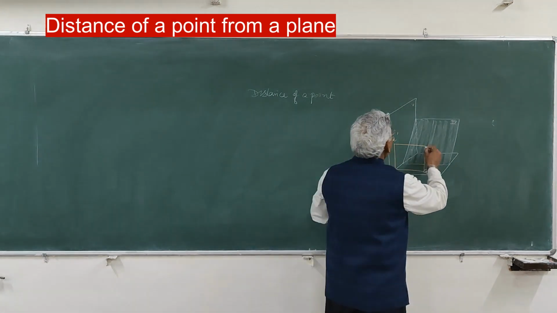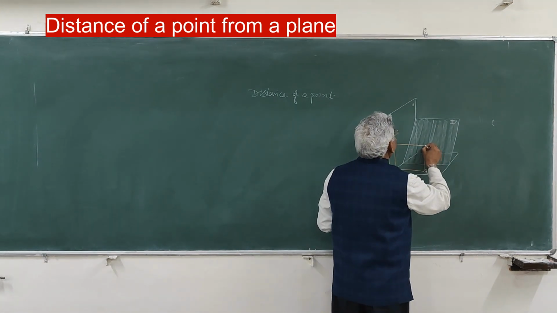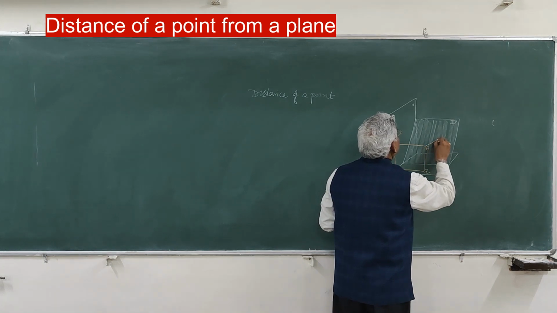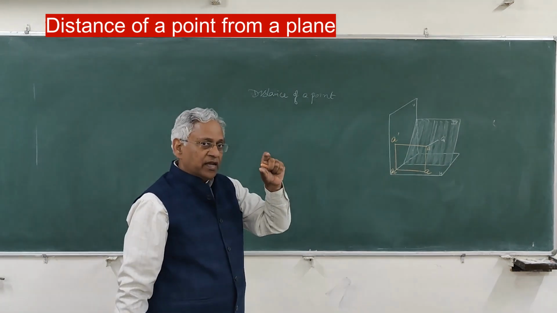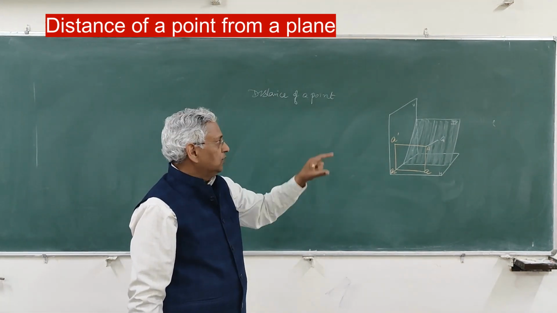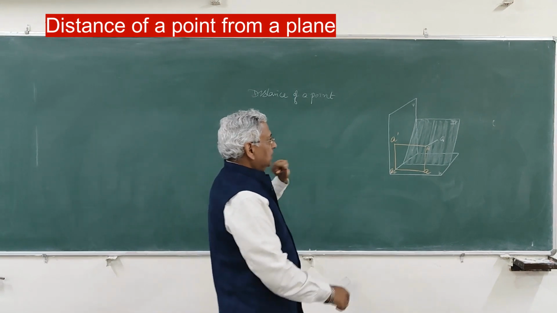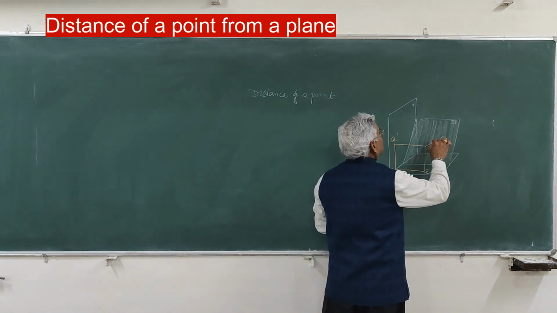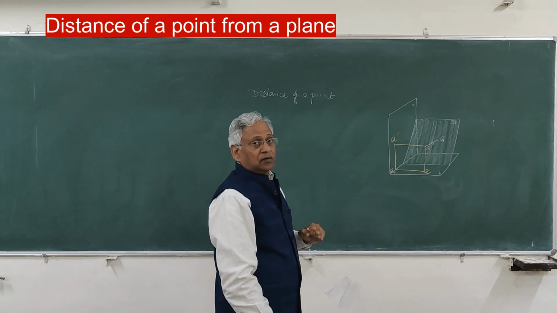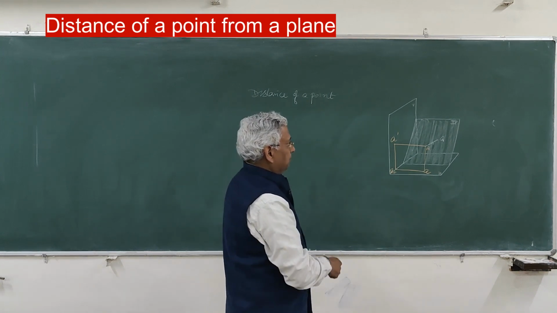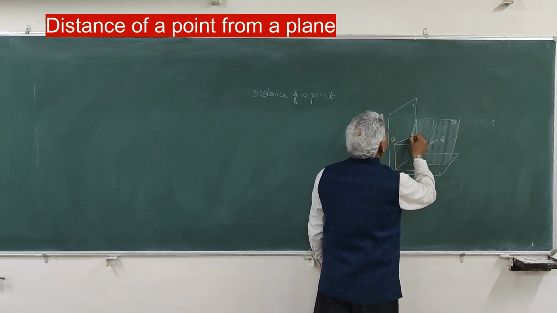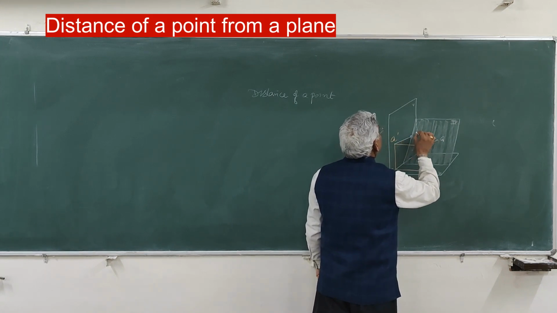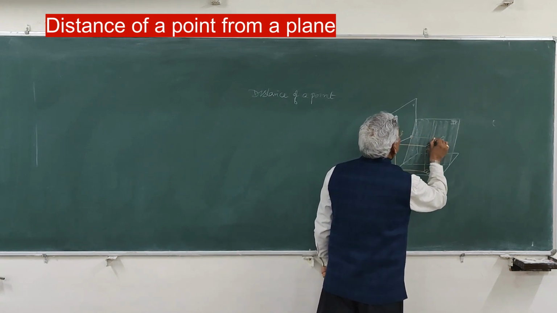So if you drop a perpendicular here, let us say this is A1. I call it A1. Remember, A1 is perpendicular to the inclined plane. Then this is the perpendicular distance, that is the perpendicular distance of the point from the inclined plane. This distance will be the same as this distance. Now this is also perpendicular.